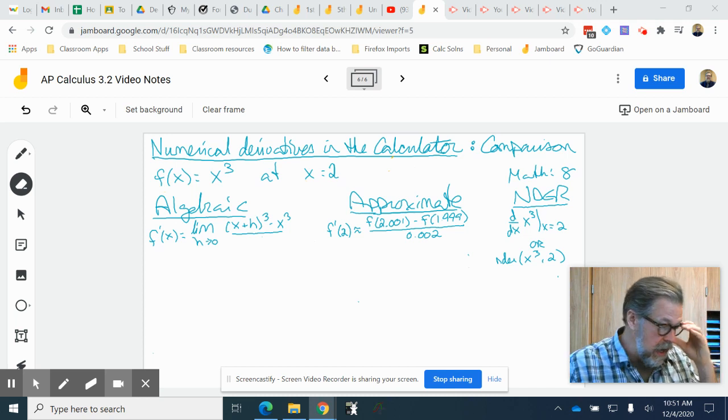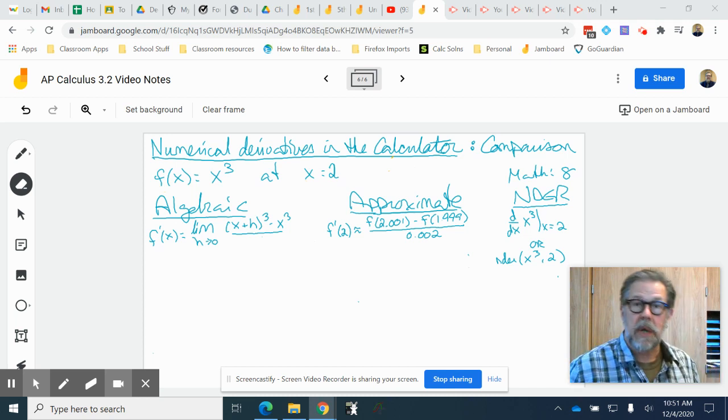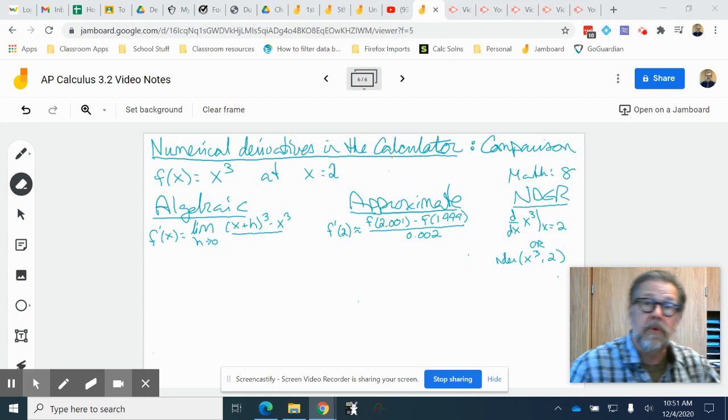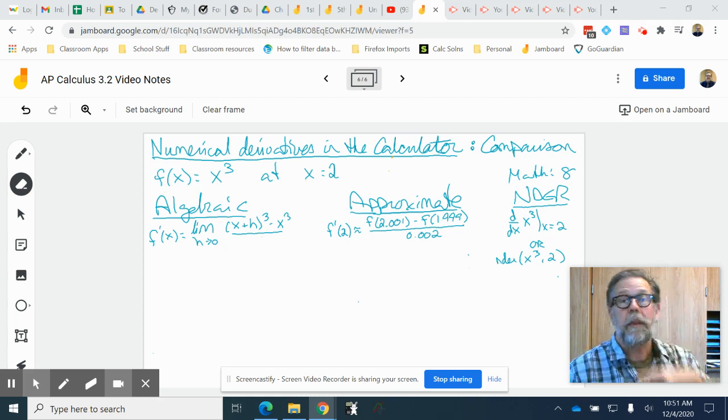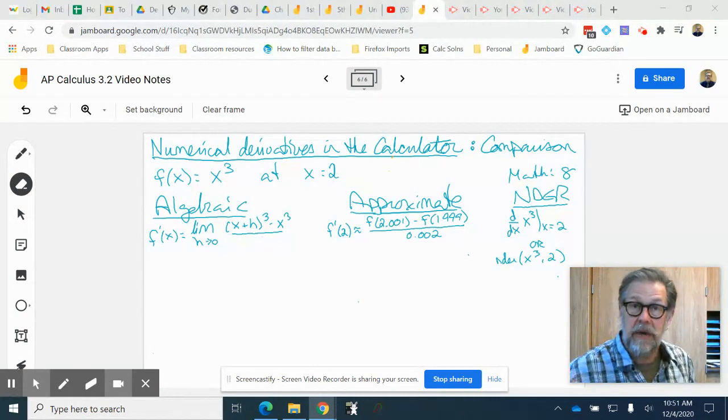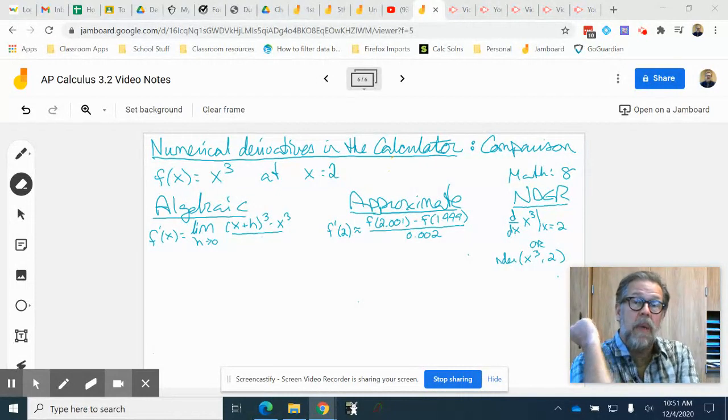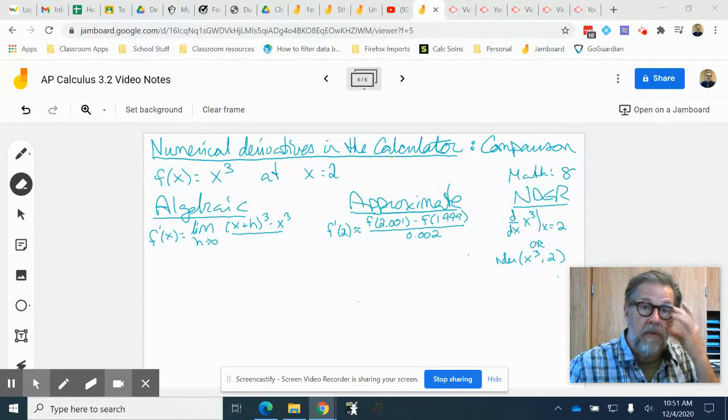All right, guys. Continuation of talking about using the calculator to find numerical derivatives. I want to show you one example to show you that, in fact, your numerical derivative, your approximation, gives you a pretty accurate value. And I want to show you one example of how you can be fooled. So you need to be a little bit careful.